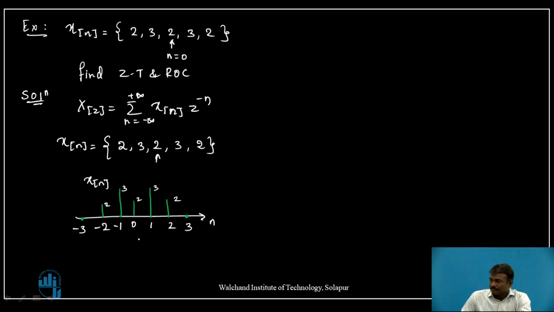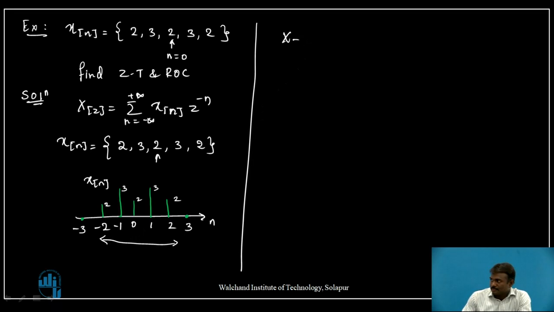So this is the graphical representation of the finite duration sequence x(n). Here you can see that the signal is present at n equal to minus 2, n equal to minus 1, n equal to 0, n equal to 1 and n equal to 2, and for the rest of the n values x(n) is equal to 0 here. Now from this graph we can see that the signal x(n) exists between this range of n values.